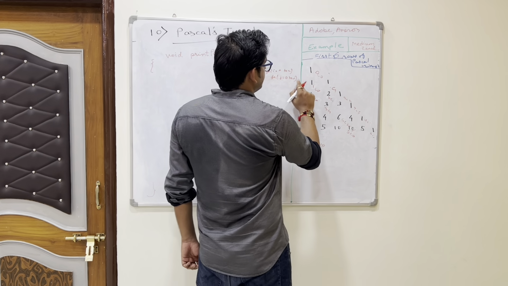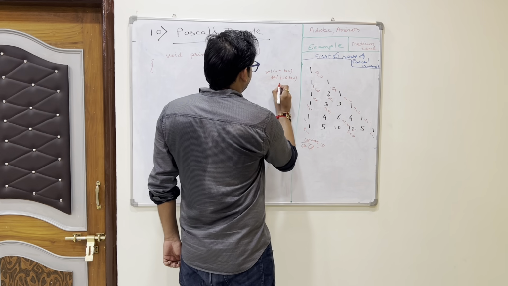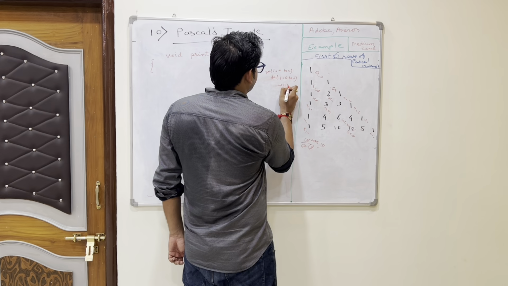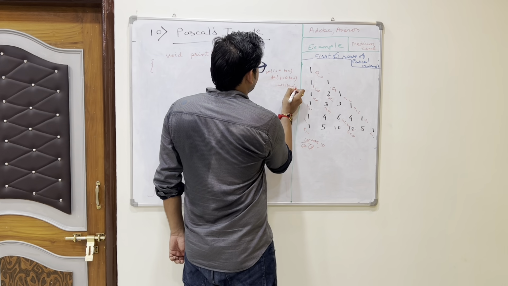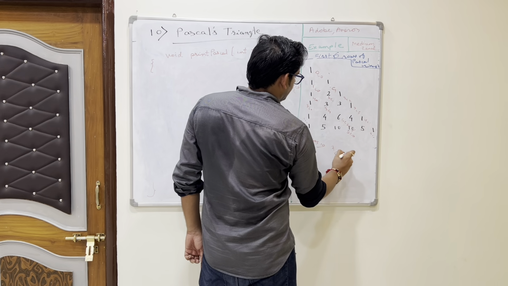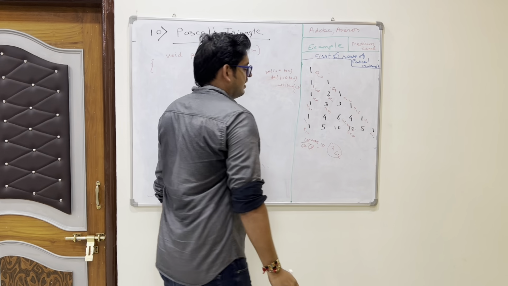So j will be equal to 0 to i, and we will call the binomial coefficient function. We will be sending i comma j, and this will be printing. We will be implementing the nCr logic, right?